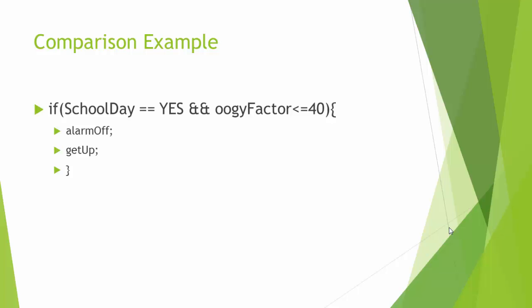If our sick factor is greater than 40, we're not going to satisfy our conditions. We're going to turn off the alarm, go back to bed. So if it's a school day, and if we're not more than a little bit sick, alarm off, get up, go to school. Now, in COVID days, of course, we might want to change our oogie factor to it has to be less than 5.